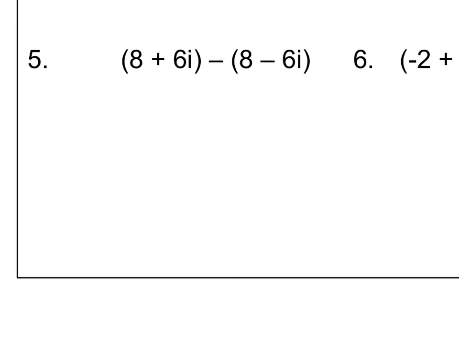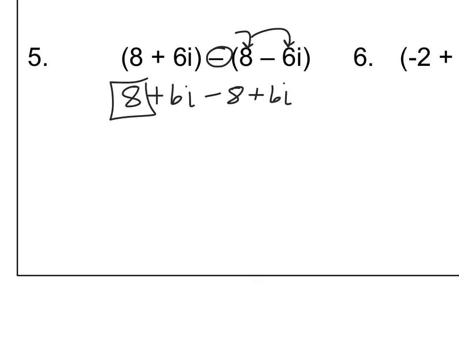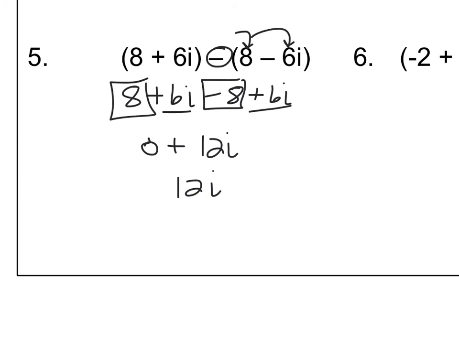All right. Example number 5, again, is subtraction. So I'm going to take this subtraction and distribute that negative through. This is 8 plus 6i. That first one doesn't change. Negative 1 times positive 8 is negative 8. And negative 1 times negative 6i is positive 6i. Again, we're going to combine like terms. 8 and negative 8 is 0. And positive 6i and positive 6i is positive 12i. Again, I don't need the 0 there. So my final answer is 12i.